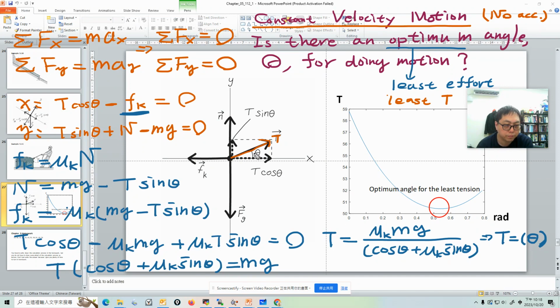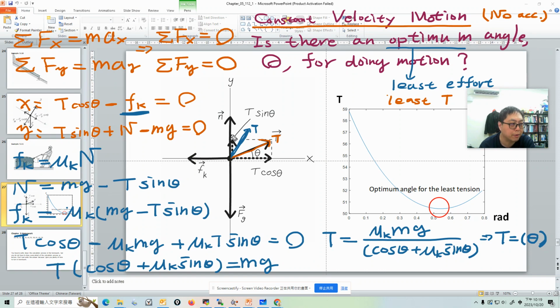If theta is larger, for example, if the tension is here, which means theta is large, it means you have a large component of T sine theta, right? If theta is higher, you have a large component of T sine theta, and T sine theta can reduce the friction.